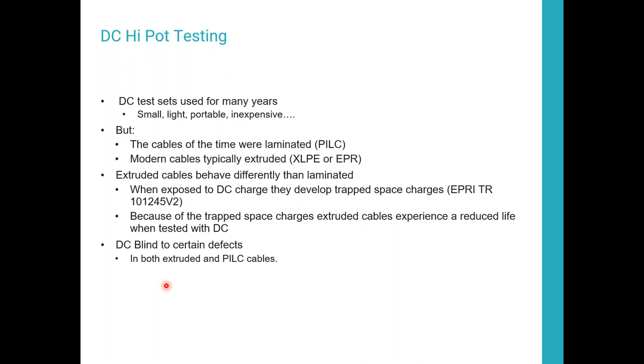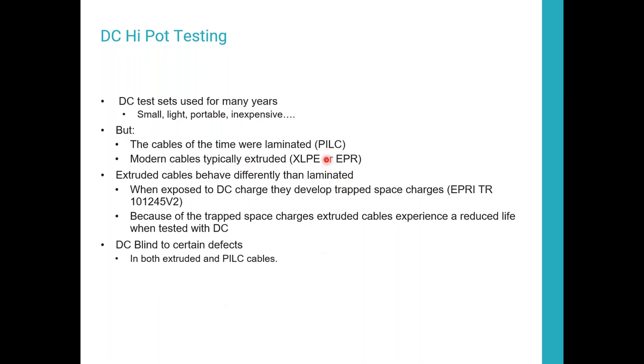But when they came out with the more modern cables, the extruded cables, they found that it caused problems with them. With the early extruded cables, when you applied the DC test to them, it would pass the test, but there would be damage done to the insulation by the test. What ended up happening was they would test the cable, it would test fine, they'd put it back in service, and the cable would fail shortly thereafter. We'll discuss in a couple slides what the phenomenon was, but what they found was the DC test was actually breaking down the insulation material on a molecular level and causing a problem that it wasn't able to detect itself.